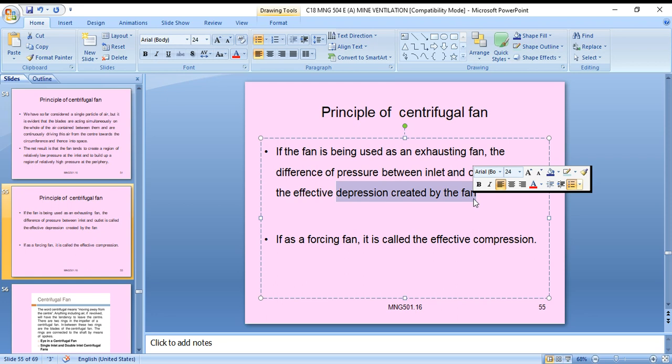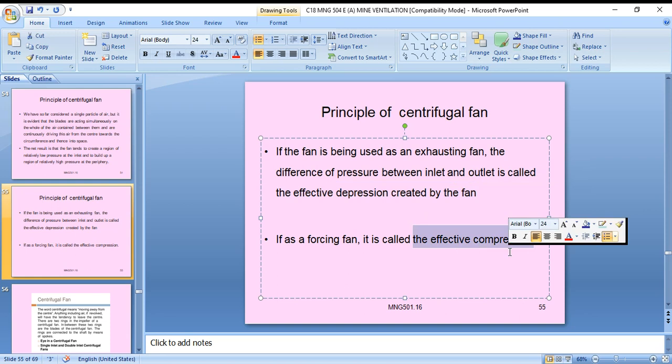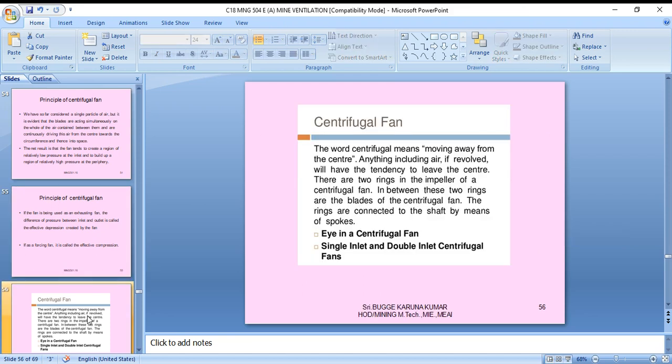If it is a forcing fan, it is called the effective compression. So this is a depression, and in case of forcing, it's called the effective compression. Depending upon the situation of the fan, it can be called depression or compression. The word centrifugal means moving away from the center. Anything including air, if it is revolved, will have the tendency to leave the center.